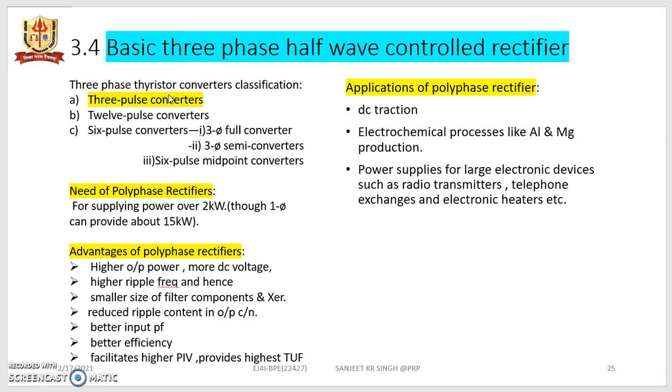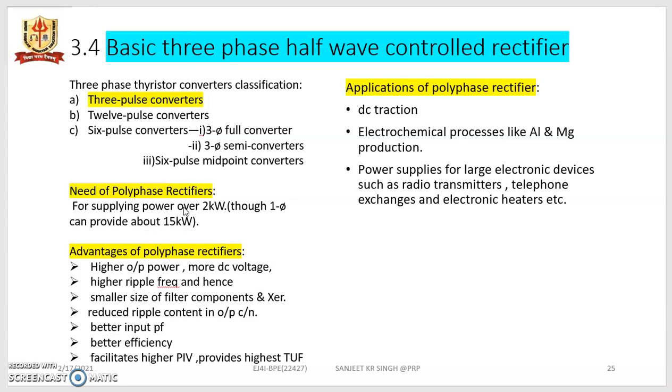And applications: DC controller and battery charger, whereas uncontrolled it is mainly used for power supply. Now let us look at the three-phase thyristor converter. What are the types? Three-phase 3-pulse converter, 6-pulse converter, 12-pulse converters, and 6-pulse converters are subdivided into 3-phase full converter, 3-phase semi-converters, 6-pulse midpoint converters.